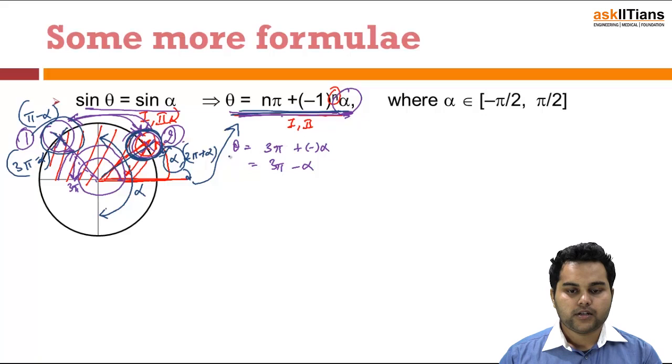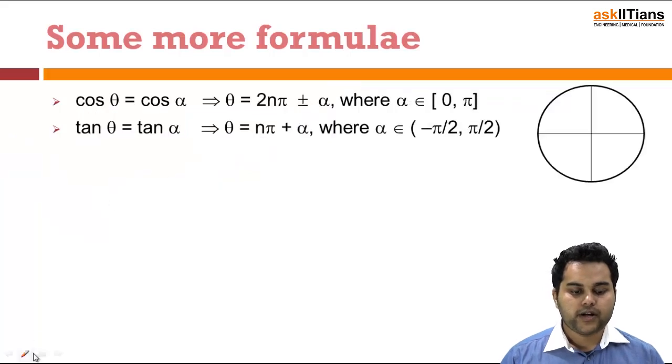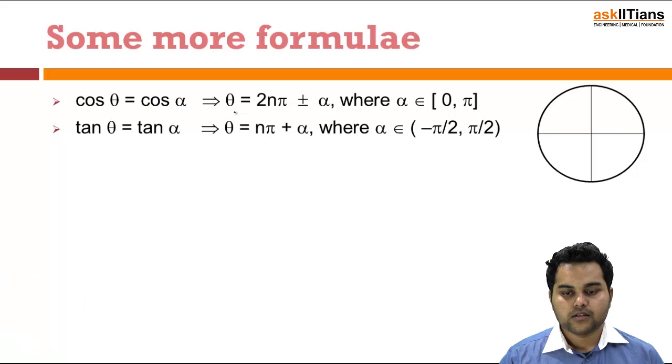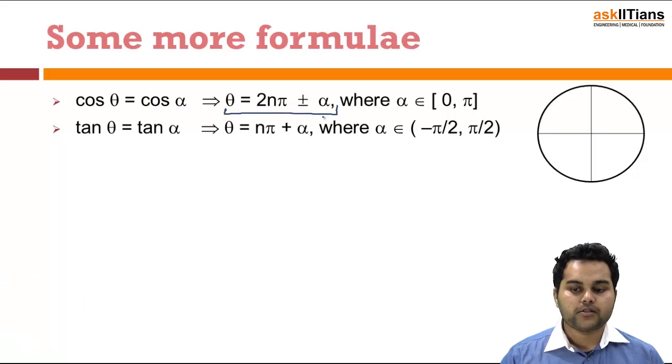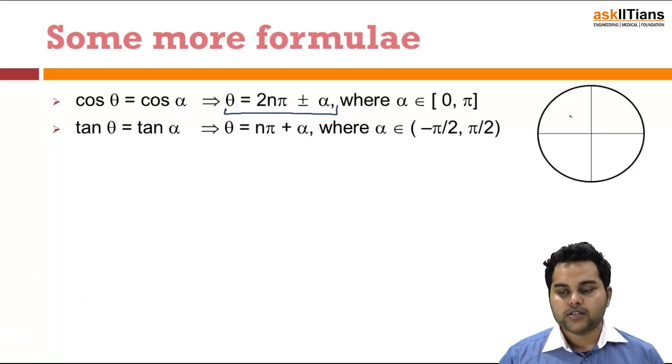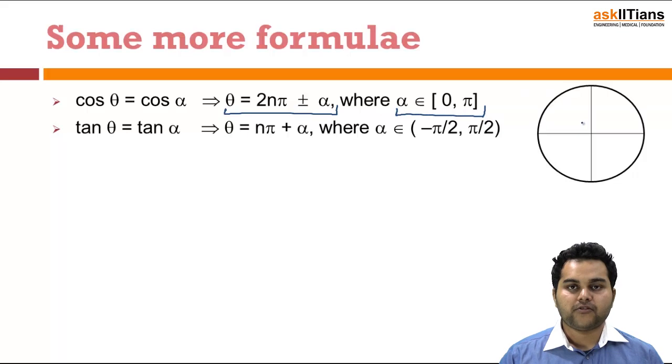Coming to the next part, if I look at cos theta is equal to cos alpha, I am getting the solution as 2n pi plus minus alpha. Now see, cos theta is equal to cos alpha, and the range it is defined for is 0 to 2 pi. And why is it so? Why is it different from sin theta? That is, for sin theta it was minus pi by 2 to pi by 2, and for cos theta it is 0 to pi by 2.